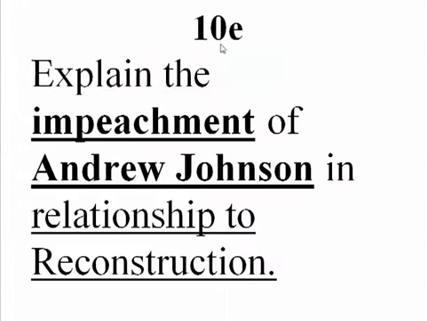All right, let's look at Standard 10, Substandard E. Explain the impeachment of Andrew Johnson in relationship to Reconstruction. Forgive me if I refer to him as Andrew Jackson. That's an error. It's Andrew Johnson. I don't know why I do that. I've been doing that for 10, 15 years now. It's just a habit. I guess it's the A and the J. A lot of students get these confused.